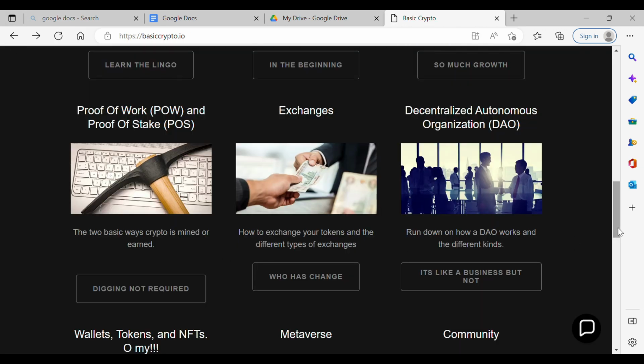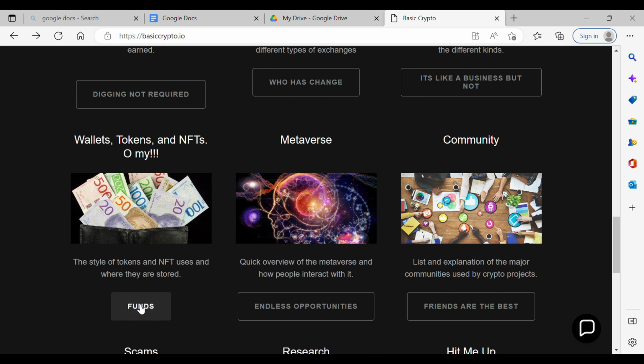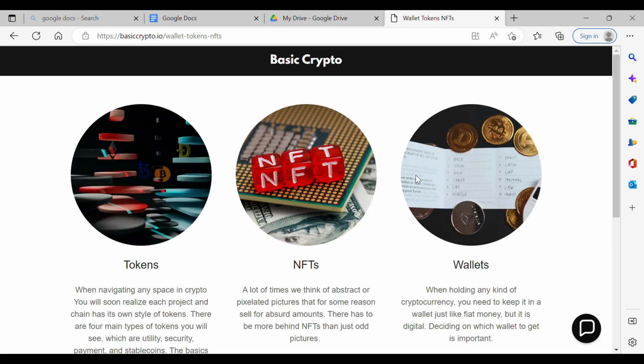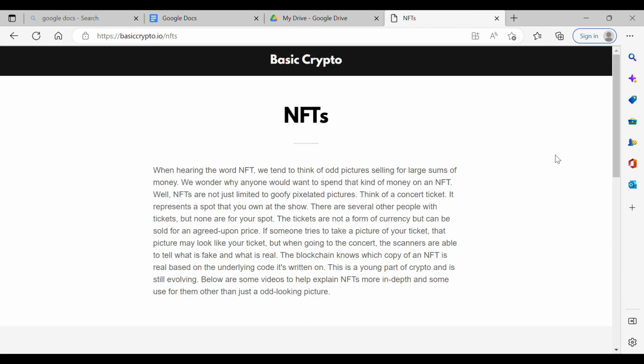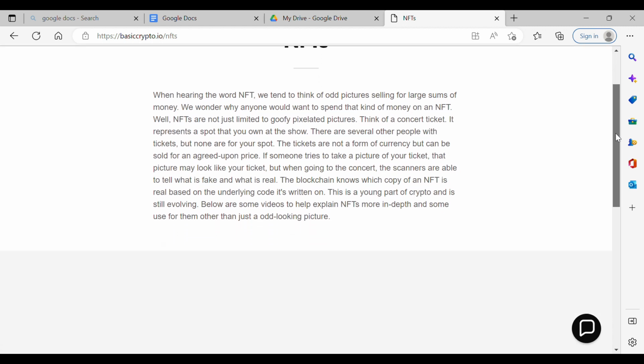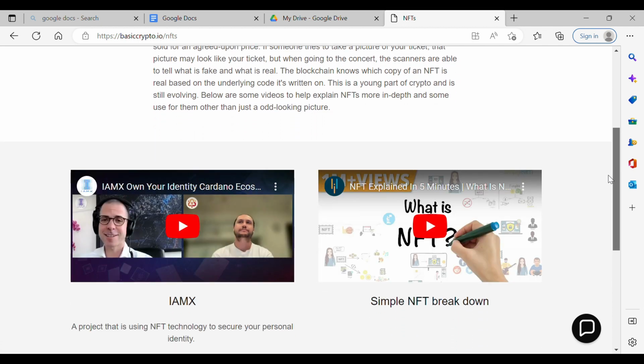When we go down to the tokens, the wallets, and NFTs, one thing that was hard to keep minimalized was the NFTs. There's a lot of information about NFTs, a lot. It's not super new to crypto, but NFT is still a growing atmosphere of crypto. Instead of writing about 11 different pages that you would have to read and that would take up a lot of your time, I found a really good video that explains what an NFT is, and then I found a great project that is using NFTs to help secure your personal information on the blockchain.